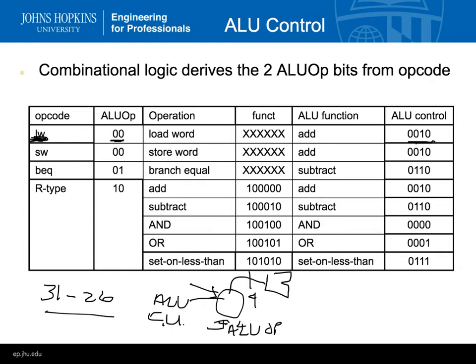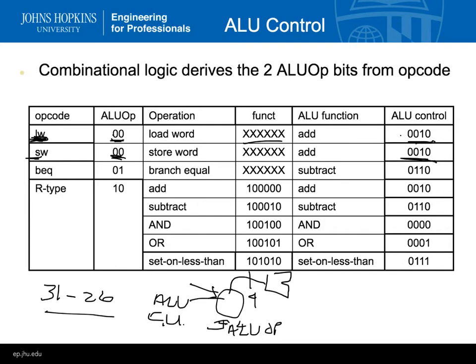If it's load word, we don't care what the function field is. We only care about it if it's R type. 0, 0 comes in, 0, 0, 1, 0 goes out. So if it's a store word, again, it's the same signal because we want to tell it to add. So when 0, 0 comes in, 0, 0, 1, 0 goes out.